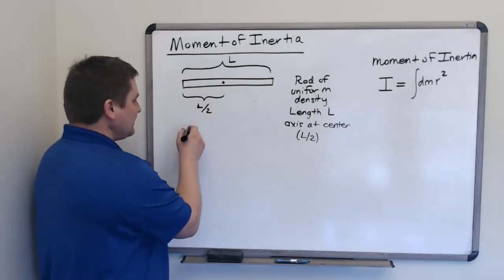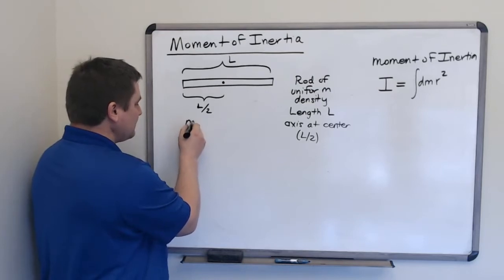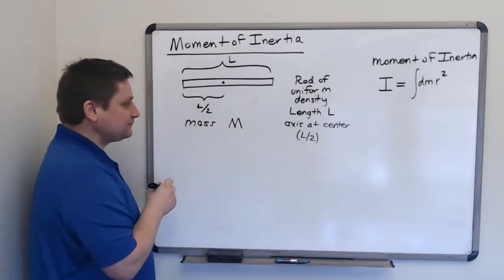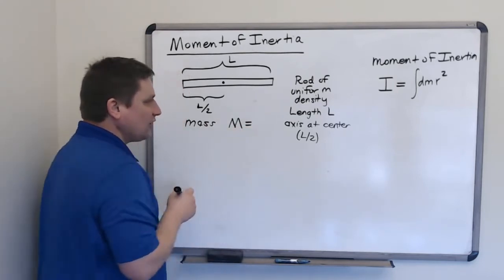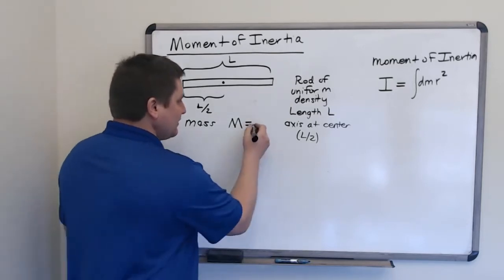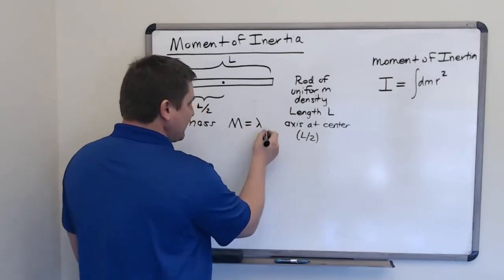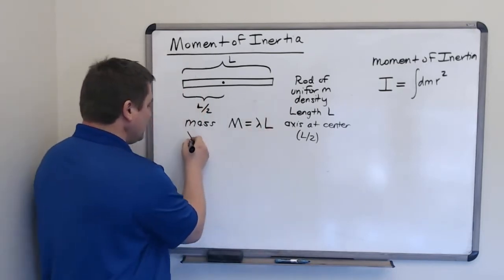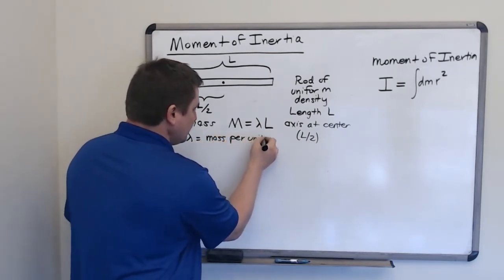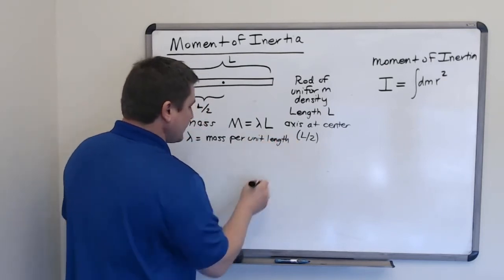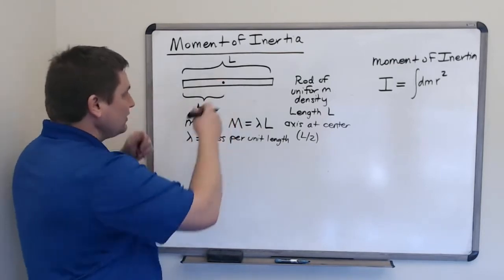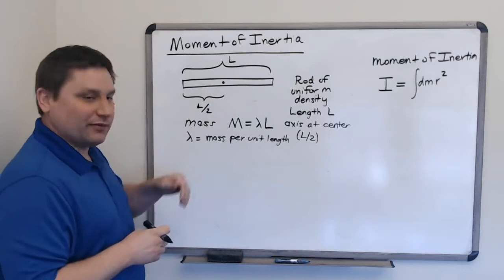All right, so the rod has a total mass, and we'll symbolize that total mass by a capital M. And the total mass will be related to the density of the rod and its length. So we'll use a density factor of lambda. That will be our symbol for mass per unit length. And the mass per unit length times the total length of the rod will be the total mass.